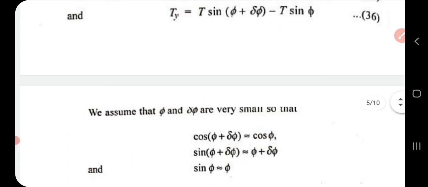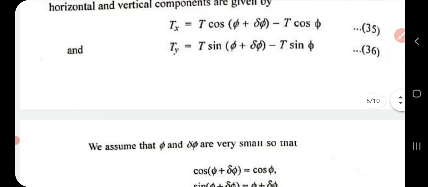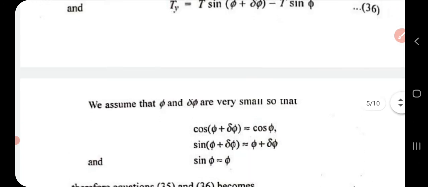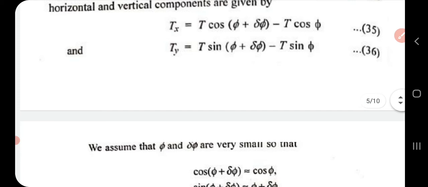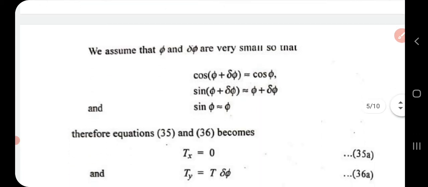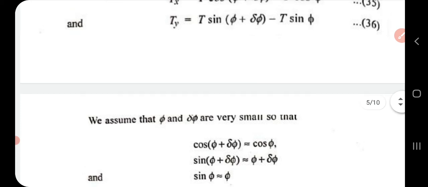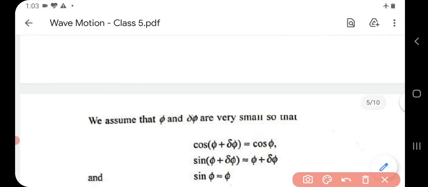So by making these assumptions, our equation 35 reduces to Tx equal to 0, and equation 36 will reduce to Ty is equal to T delta phi. There is nothing to understand. You just substitute these values. Instead of cos(phi plus delta phi) in equation 35, you write cos phi like that. So you just substitute those values.